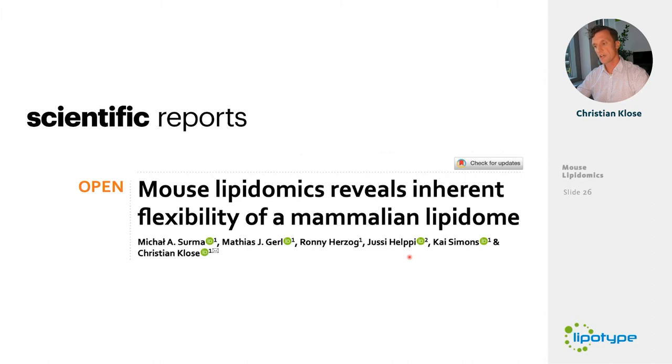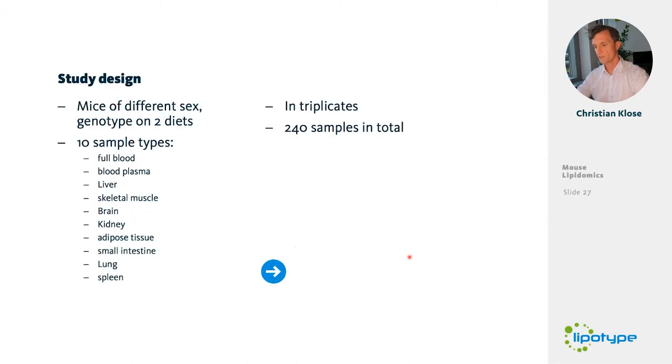And the result of this is a recent publication on the flexibility of a mammalian lipidome, for which we used the mouse to study exactly this aspect. To go a little bit into the study design of this publication, we used mice of different sex, males and females, and two different genotypes. One is inbred, one is an outbred mouse strain, on two different diets. One is a high protein diet and the other one is a low protein diet.